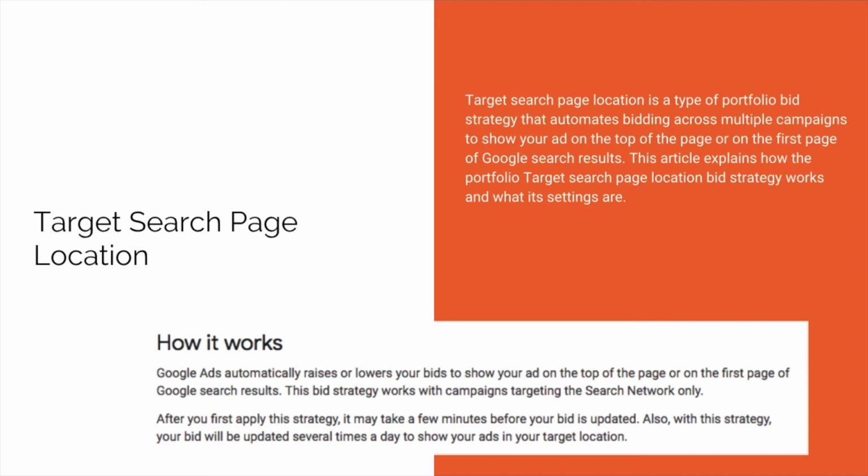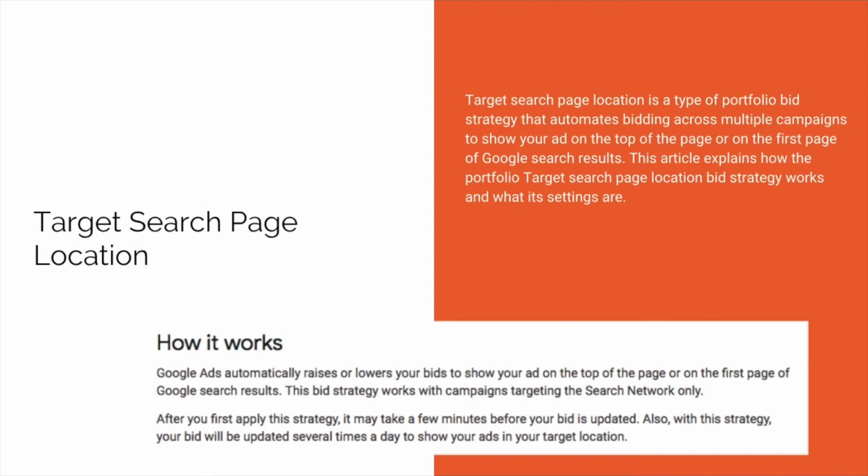Now, what this kind of bidding lets you do is it automates the bidding process so that the multiple campaigns that you have show your ad on top of the page or at least on the first page of Google search results. Now, if you say my target search page location is the first page, I would want to bid so much so that my ad stays in the first page or in the first position. That's exactly what you do here, and by choosing this option, Google will go ahead and bid some amount so that your ad is eligible to show in the first page or in the first position as such.